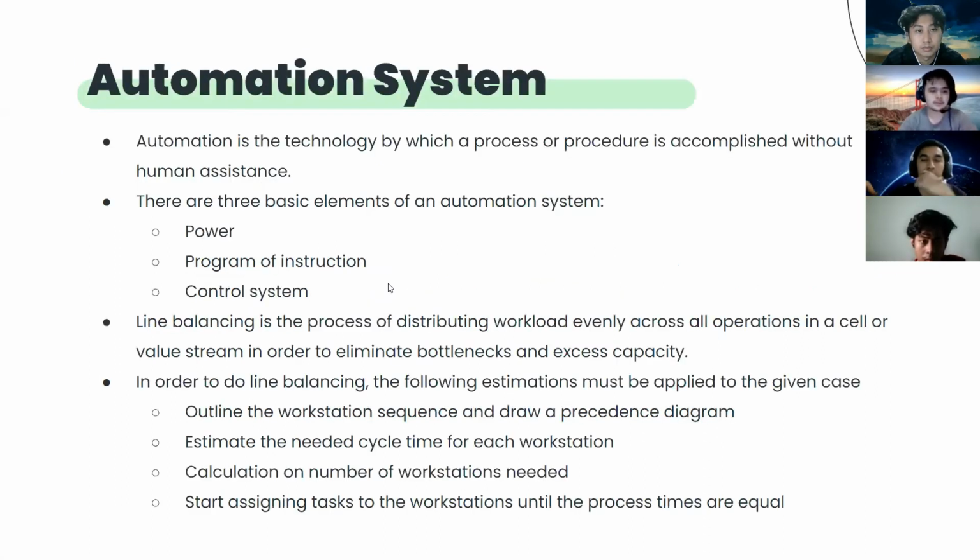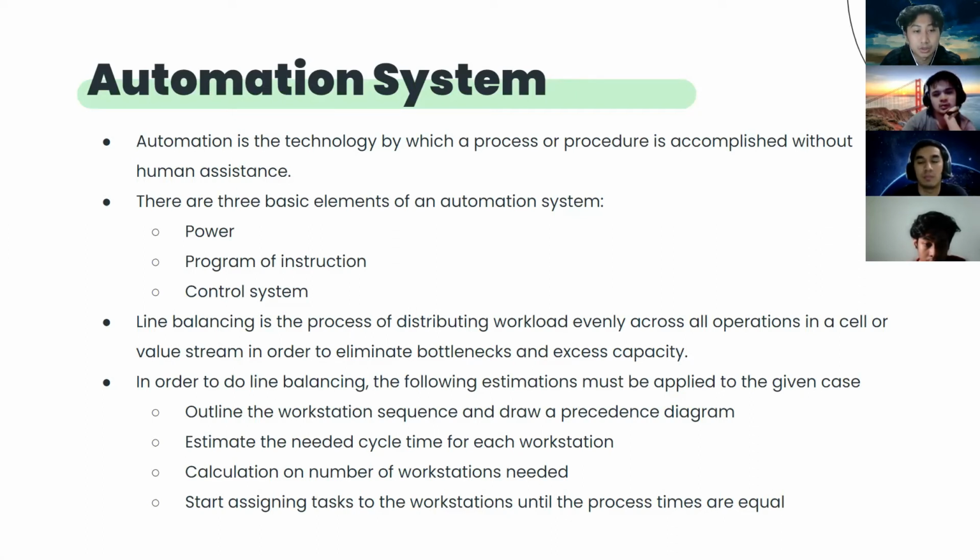That's all for me. So for the automation system, first, automation is the technology by which a process or procedure is accomplished without human assistance. There are three basic elements in an automation system, which are power, program of instruction, and control system. Line balancing is a process of distributing workload evenly across all operations in a cell or value stream in order to eliminate bottlenecks and excess capacity.